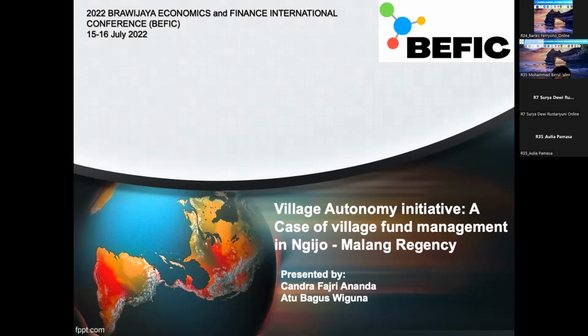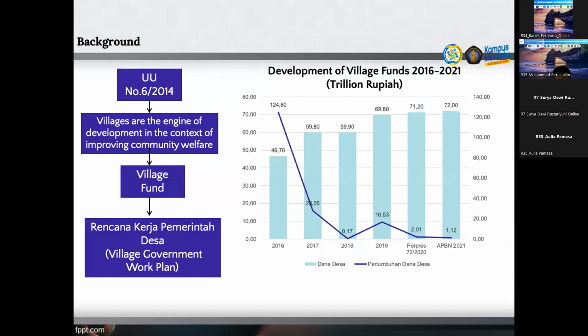Our paper title is the Village Autonomy Initiative. Basically, we are trying to capture the effective strategy to utilize village funds in an era where development is focused on villages. So we see the village as the engine of development here. Okay, now this is our background. As the engine of growth, villages have instruments of development, especially the village fund, the amount of which increased up to last year, 2021, from when the village fund was first distributed.